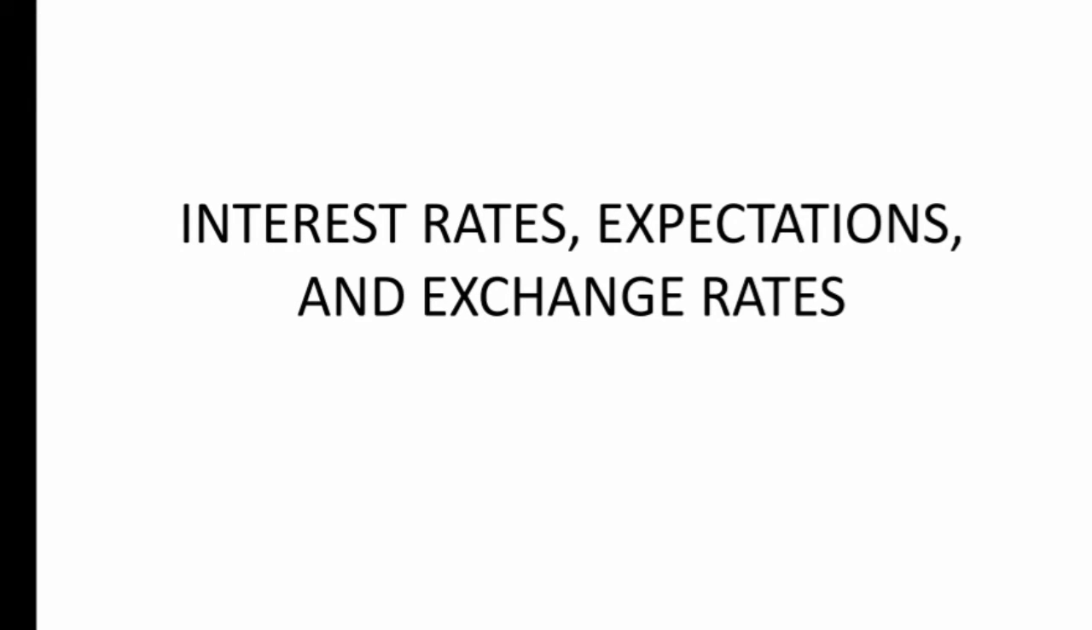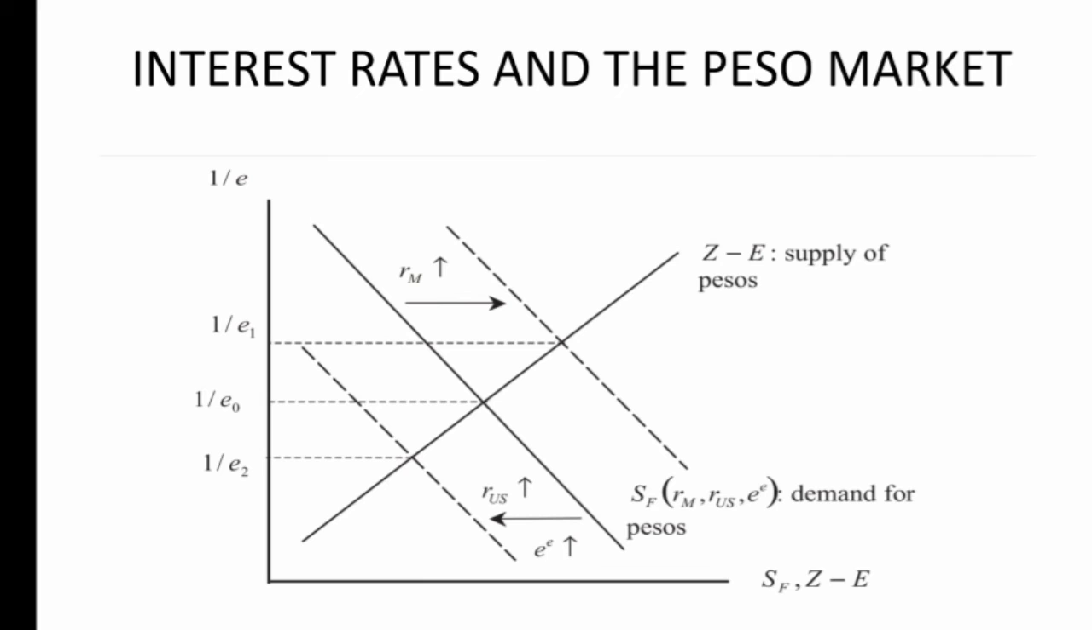Hello everyone, I'm Valerie and I will continue the presentation. I'm going to explain interest rate expectations and exchange rates. And here is the interest rate and the peso market. So basically this curve is an extension of what Daniel already explained before in figure 15.5. From this curve, at the first equilibrium the value of the peso is equal to 1 per E0.